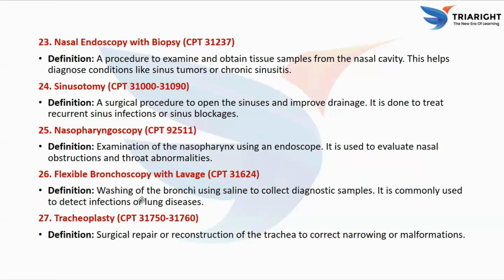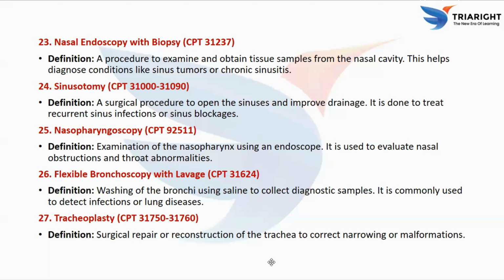And the next procedure is flexible bronchoscopy with lavage. And the CPT code is 31624. So what is it? It uses a flexible tube. In this procedure, a flexible tube is passed into the lungs and saline is washed into the bronchi and suctioned out to collect the samples.